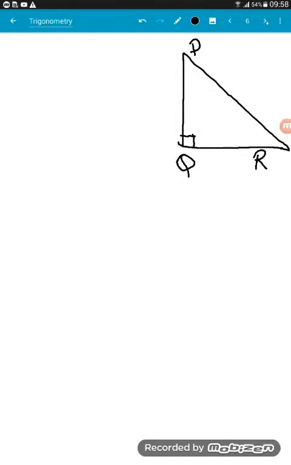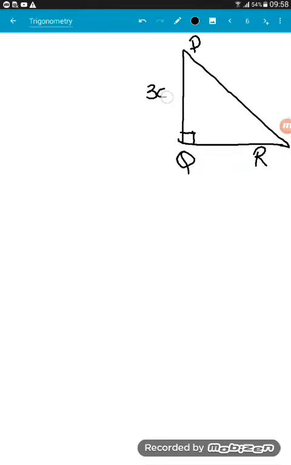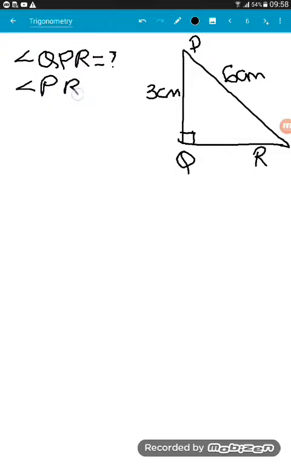And PQ equal to 3 centimeter. PQ, I will mark directly in the textbook, in the diagram. PQ equal to 3 centimeter, PR equal to 6 centimeter. And determine, that means find, angle QPR and angle PRQ.